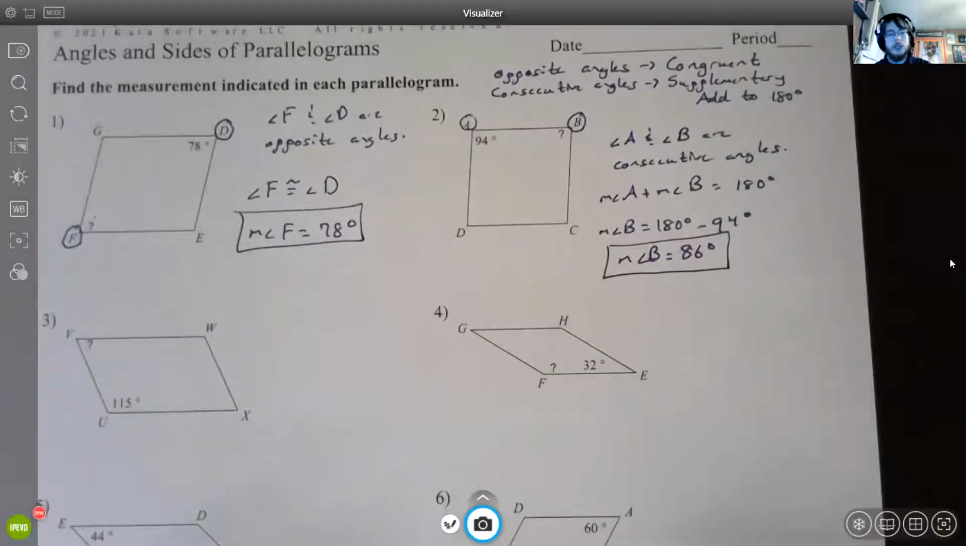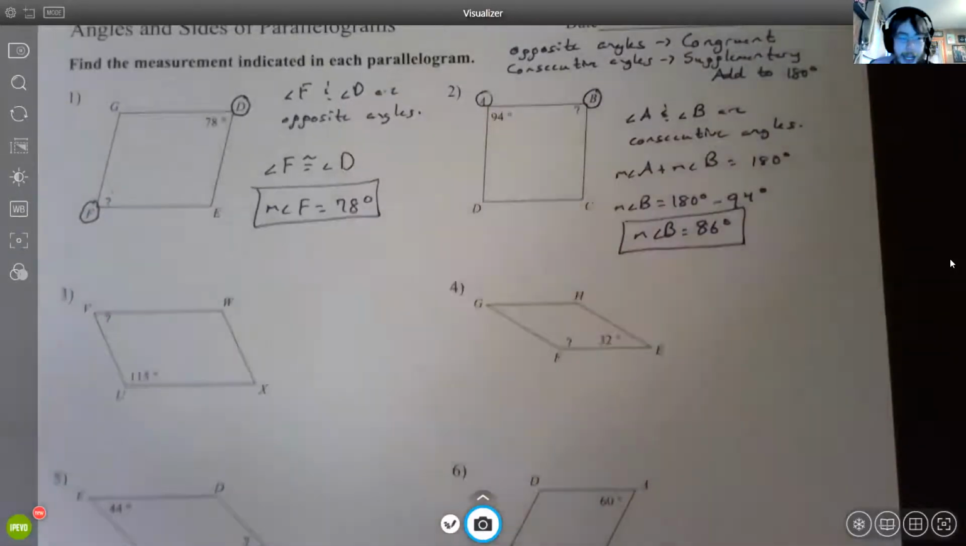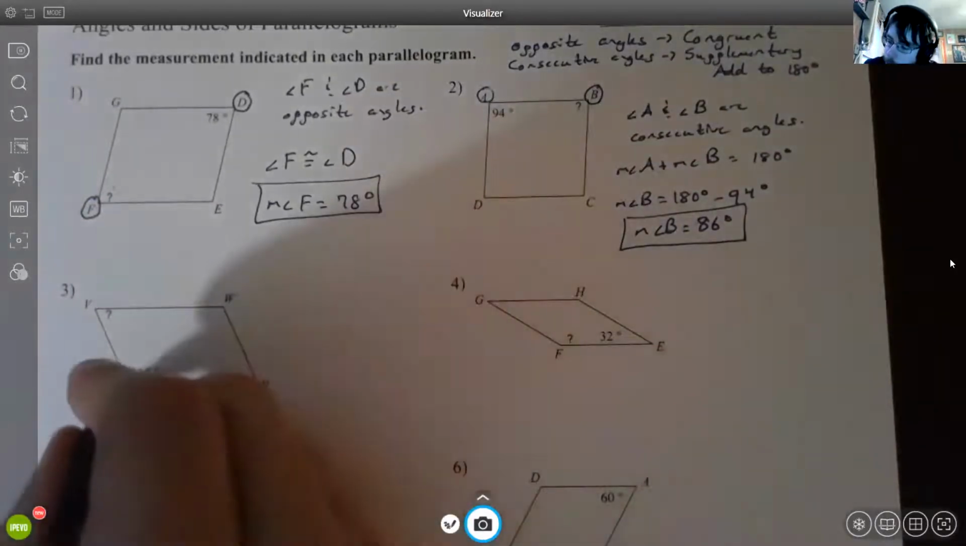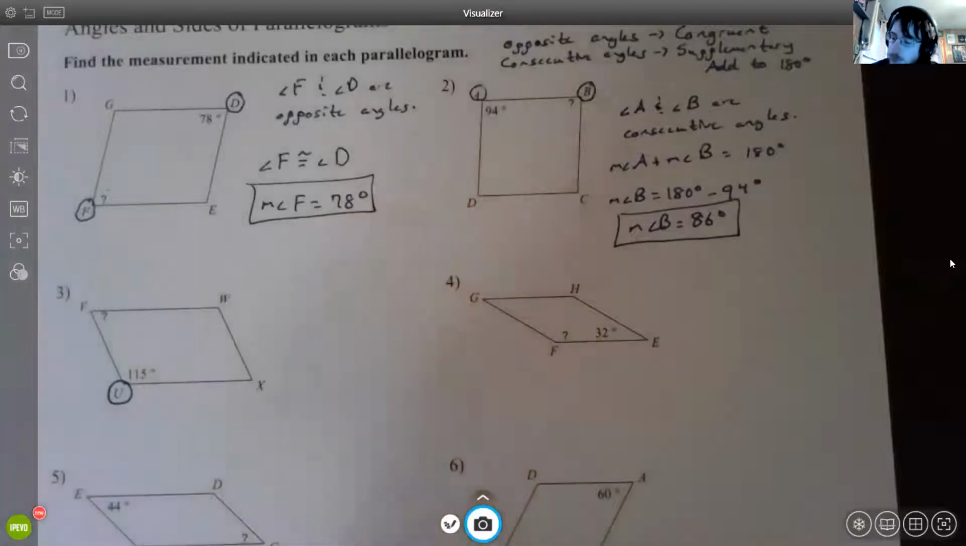All right, we're going to do 3 and 4 together, and then I want you to try numbers 5 through 8. So number 3, we're given that angle U is 115 degrees. And we're given that angle V is the one we want to find.